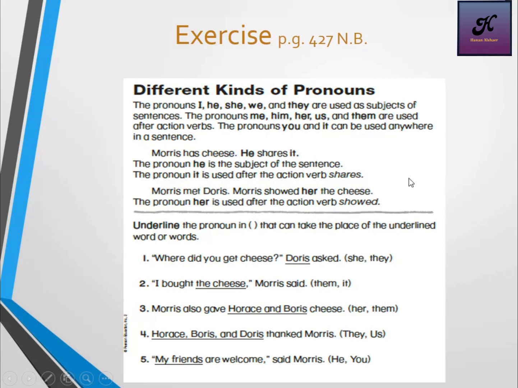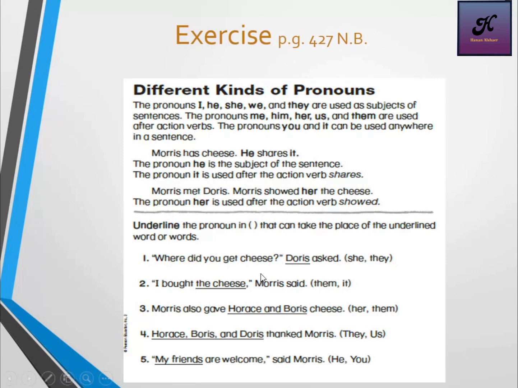Now to finish this exercise, you have to think about the name right here. Is it singular or is it plural? If it's singular, we will use the singular pronouns. If it's plural, we will use the plural pronouns. And then you're going to search for the verb. If the pronoun is before the verb, then I will use what? Yes, subject pronouns. But if it comes after the verb, I will use what? Yes, I will use the object pronouns. Excellent. So let's see now the first one.